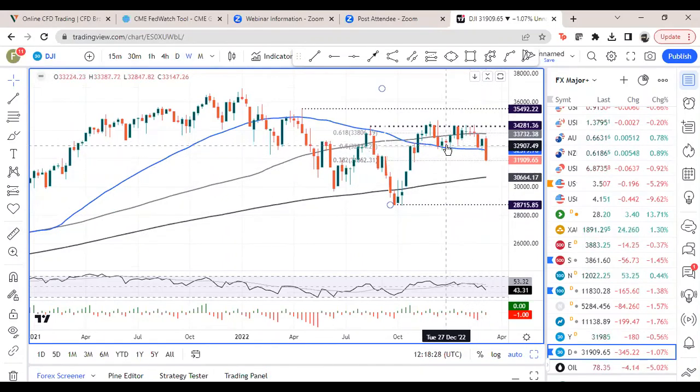I've drawn some sort of nearer fib levels in here. That's from the last year's decline. You can see we've gone through the halfway point, the 50% mark of that, which is around 32,834, I think it was. So really, potentially the 200-week moving average as support just above 30,000, 30,664.